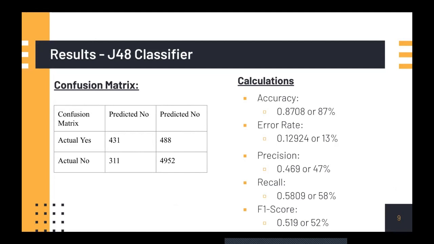Breaking down the numbers, accuracy stands at 87%, indicating the proportion of correct predictions with an error rate of 13%. Precision at 47% reflects the model's accuracy for no, while recall at 58% highlights its ability to catch yes instances. Summing up, the F1 score, a blend of precision and recall, is 52%, giving a holistic view of the J48 classifier's performance. In this simplified analysis, every metric contributes to understanding how well the classifier navigates the dataset.